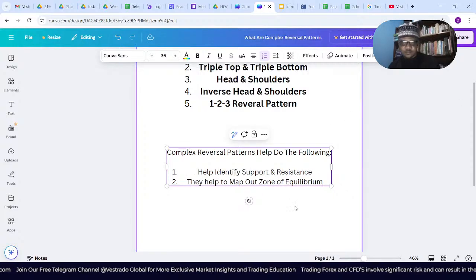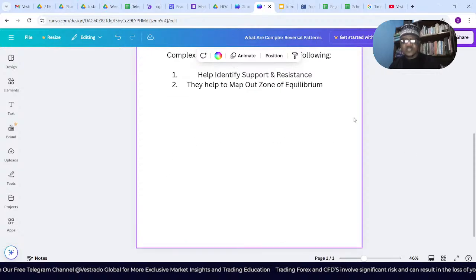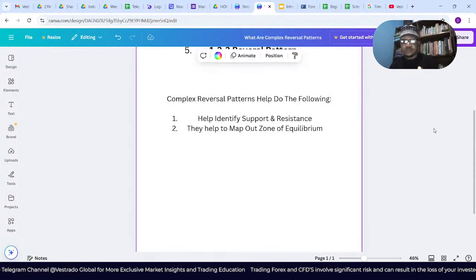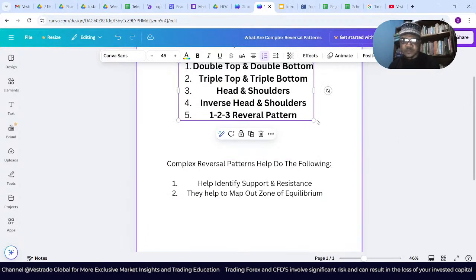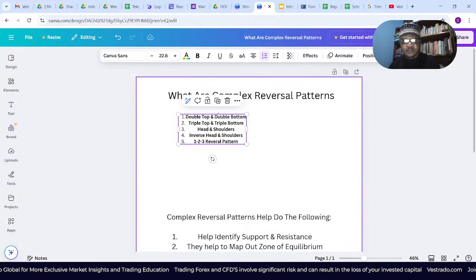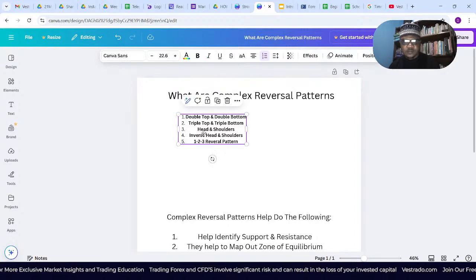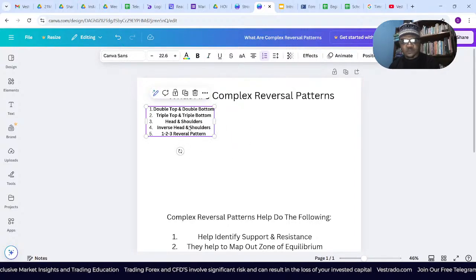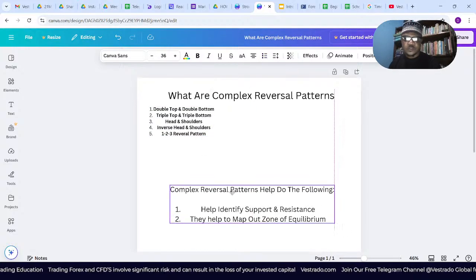All right, this is what they do. How does this work? I'm going to give you examples in a bit. Let's put this right here. Again, the first five we're looking at are double top, double bottom, triple top, triple bottom, heads and shoulders, the inverse heads and shoulders, and the 1, 2, 3 reversal patterns.